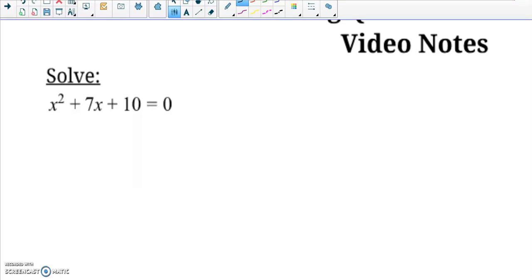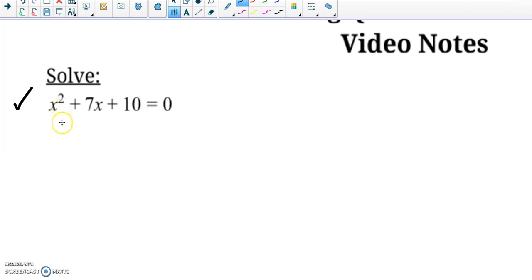Hey guys, it's Mr. Covey here, and today we're going to go over how to factor quadratics when we have a number out in front of our x squared term. Okay, so it's a little trickier. But before that, I wanted to review a problem like this, which was like the problems that were just on that little mini quiz you took.